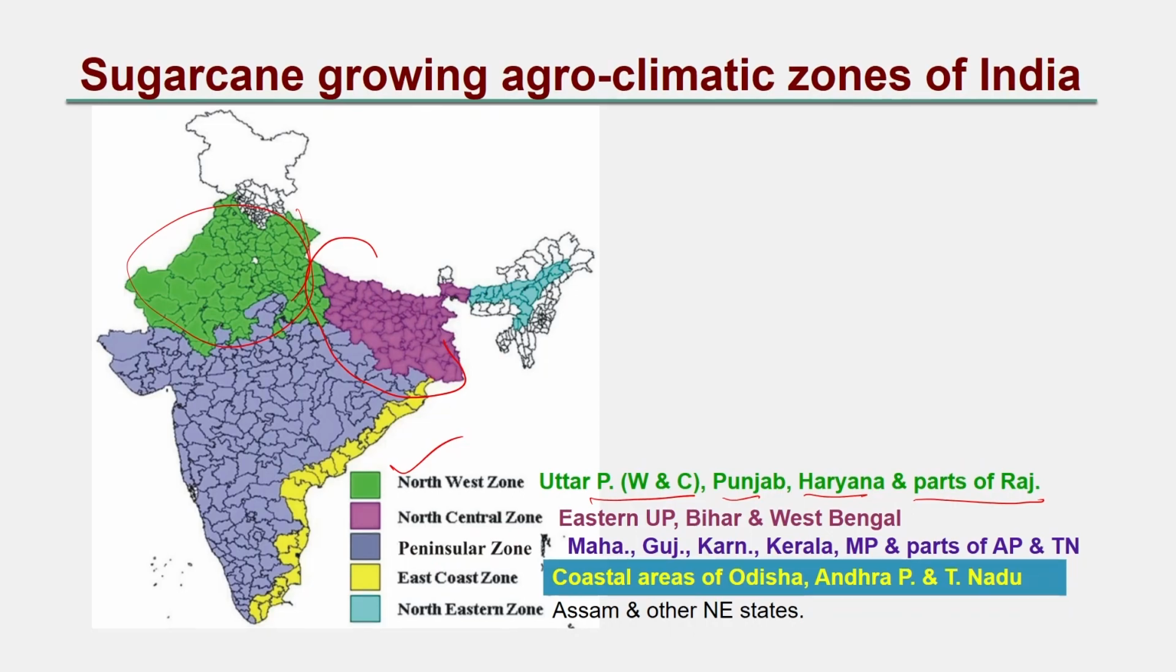Third one is peninsular zone, this part. This part is your peninsular zone. It includes Maharashtra, Gujarat, Karnataka, Kerala, MP and parts of Andhra Pradesh and Tamil Nadu. Next, fourth one is East Coast Zone. So this is east side and this is East Coast Zone, the yellow one. It includes coastal areas of Odisha, Andhra Pradesh and Tamil Nadu. The last and fifth one is Northeastern Zone. It includes Assam and other northeastern states. So overall there are 5 zones where sugarcane is grown in India.